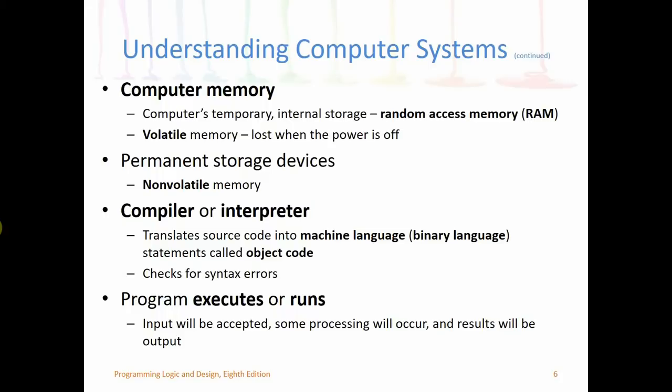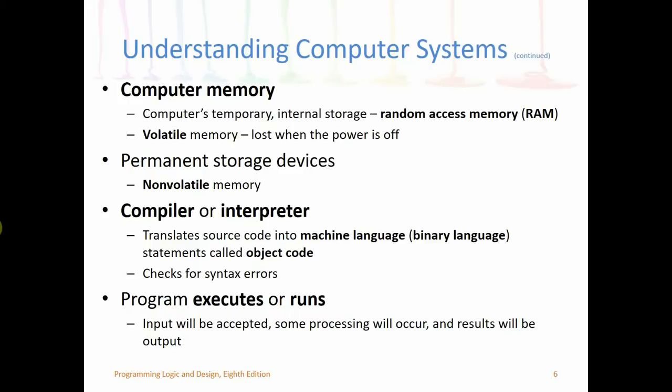So we have another type of memory, which is permanent storage devices: hard disk, SSDs, USBs, CD, DVD, multiple things that we can store our data or information on, to be retrieved later on.